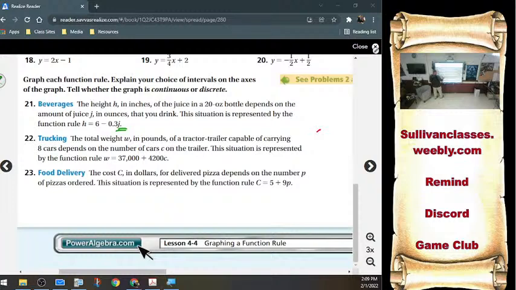But let's do the J is the juice that you have drunk in it. And your height is the amount left. Height. So 6 minus 0.3 J.